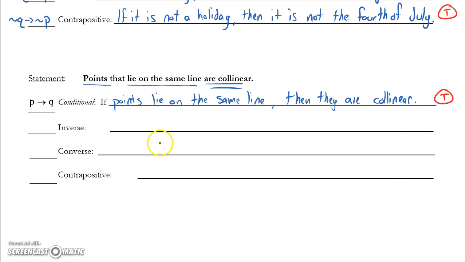What I want you guys to do first is write the inverse, converse, and contrapositive of this, but be careful. When I am writing something like the converse, I can't flip it and say "if they are collinear." I still have to define what they are before I can use that word. So I would want to say if the points are collinear, then they lie on the same line. So I just gave you the converse. Go ahead and make sure you get that written down. Write the inverse and the contrapositive as well, and then unpause to check your work.